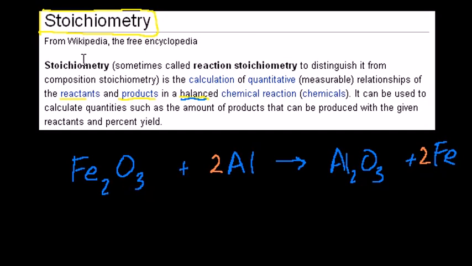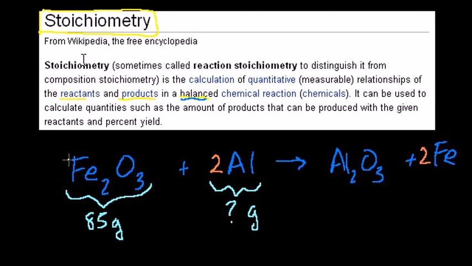So let's say that we were given 85 grams of the iron(III) oxide. My question to you is, how many grams of aluminum do we need? Well, you look at the equation, you immediately see the mole ratio. For every mole of iron(III) oxide, we need 2 aluminums.